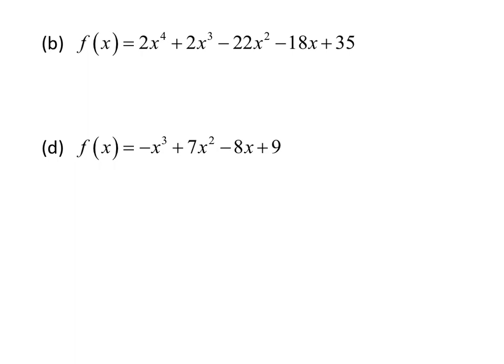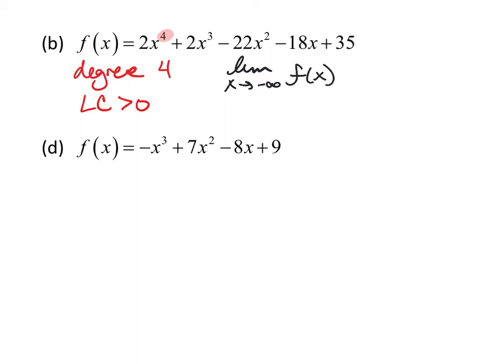The next one, for B, I know I went out of order, we need the leading coefficient and the degree. The degree of this polynomial is 4. That's the highest exponent that it has. Its leading coefficient is 2, which again is bigger than 0, which means that the limit as x approaches negative infinity for this function f of x is also going to go to positive infinity, the same direction for even. And the limit as x approaches positive infinity on the right side will also go up to infinity.